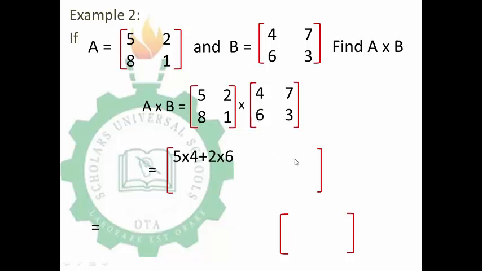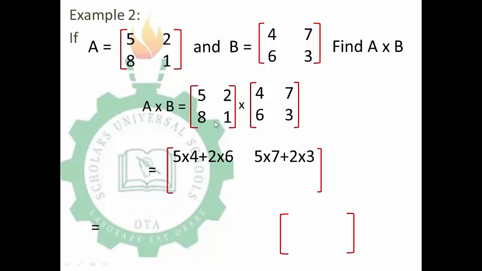And to get the second number that will be here, we'll still use the first row here to multiply all the numbers in the second column. That's the elements in the second column. So let us see. You have 5 multiplied by 7 plus 2 multiplied by 3. And to get the numbers that will be in the second row here, you will multiply the second row of A by all elements in B. So let us see how it goes.